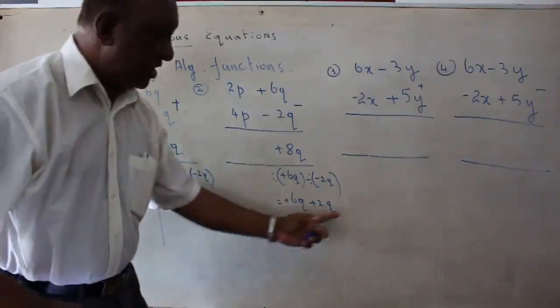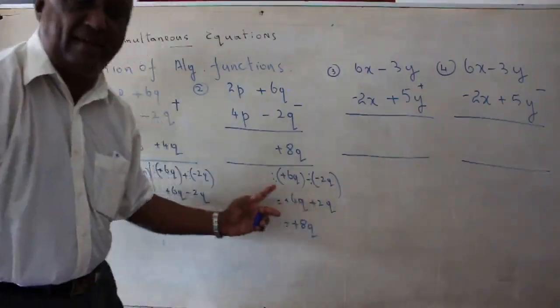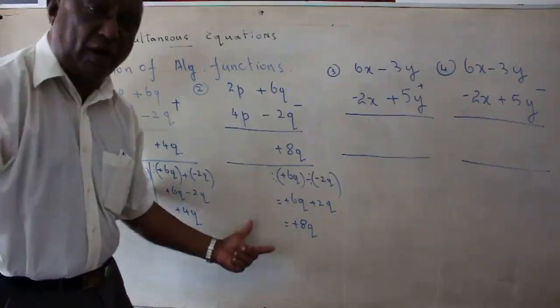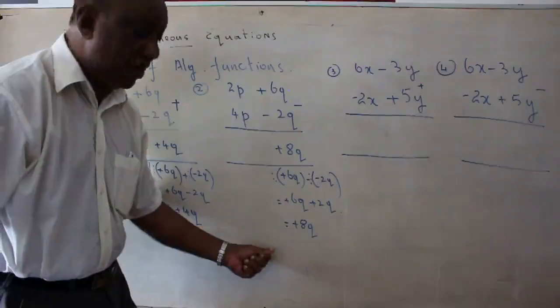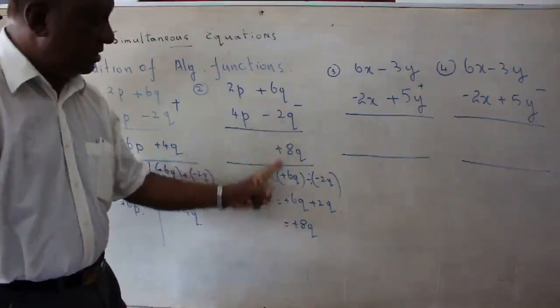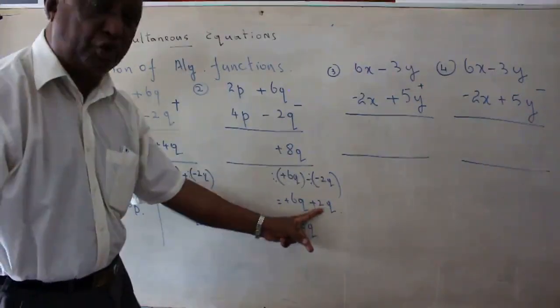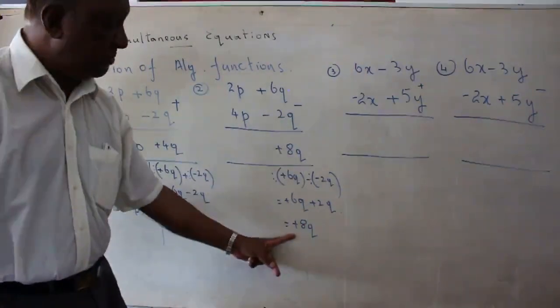We can't be doing this exercise like this all the time, because we want to do it fast. If we want to do it fast, we must remember the bottom sign changes when the bracket opens. Can you see? Minus 2q becomes plus 2q. You combine that and you get plus 8q.